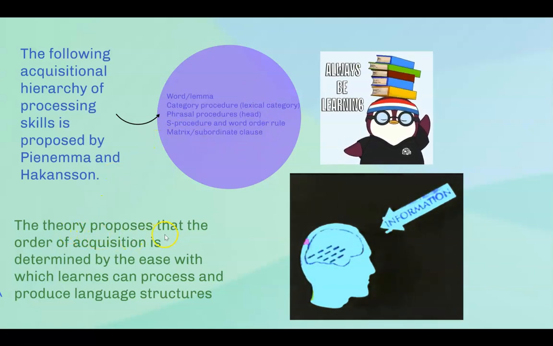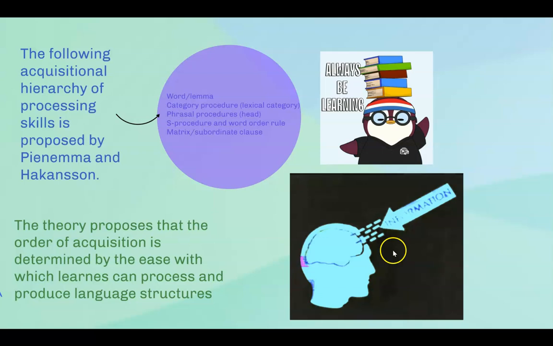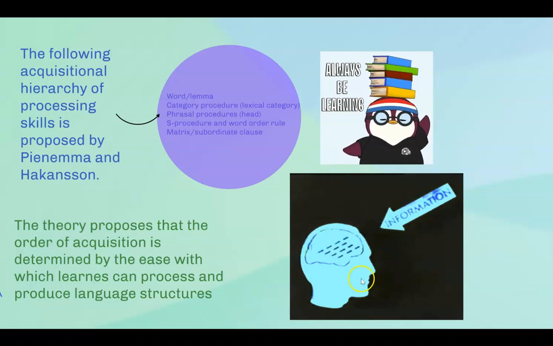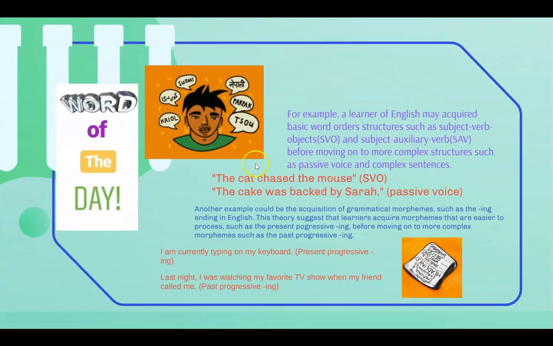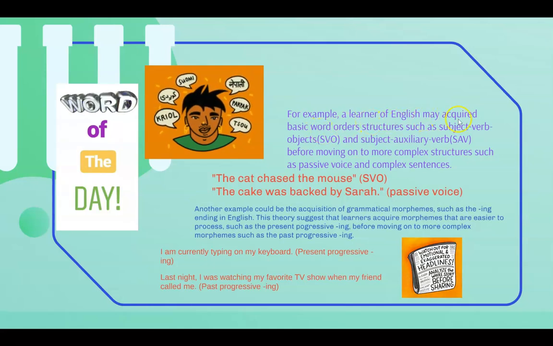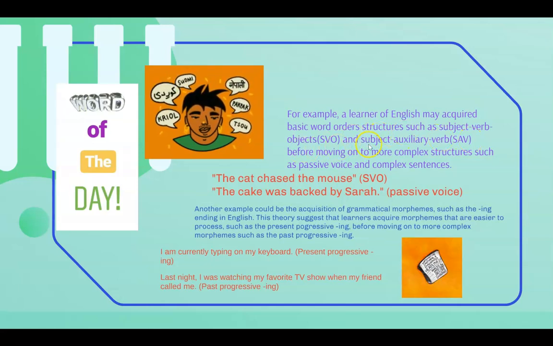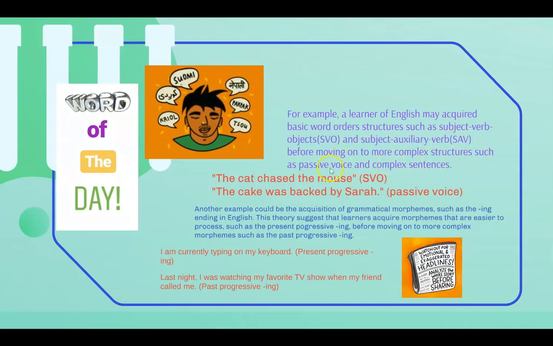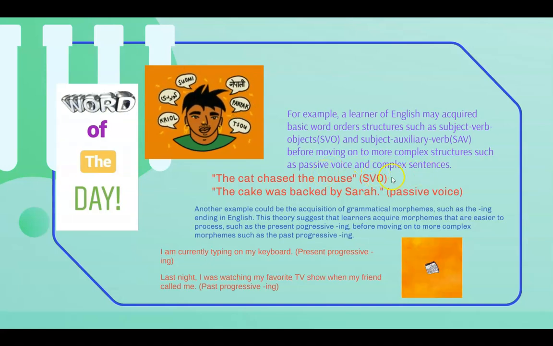The theory proposes that the order of acquisition is determined by the ease with which learners can process and produce language structures. All that information is coming, and the learner processes and produces language structures. For example, a learner of English may acquire basic word order structures such as subject, verb, object, and subject auxiliary verb before moving on to more complex structures such as passive voice and complex sentences.